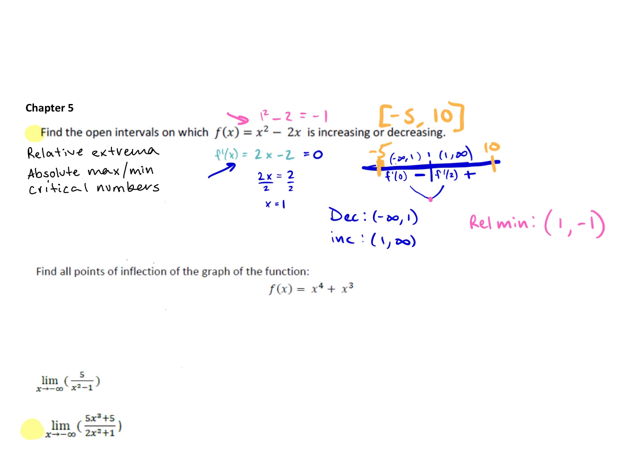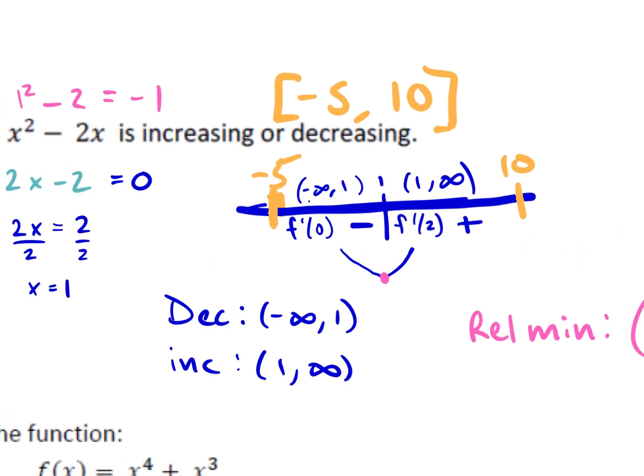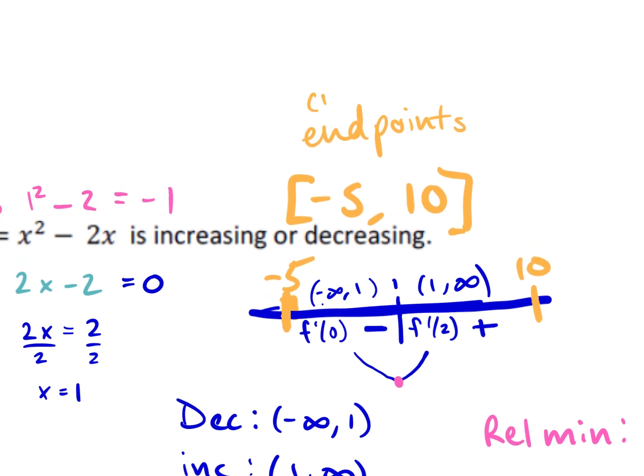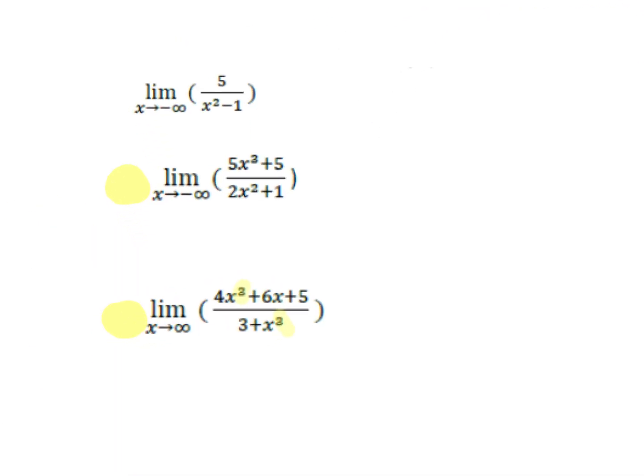I made it up just to show you. Sometimes it might give you from this interval to this interval. You'd want to test your endpoints. So I made up these endpoints just to show you, but you'd want to test your endpoints and you want to test your critical numbers, if it was asking for absolute max or min. What do you mean test? Do you mean like plug it in, right? Yeah. Okay.